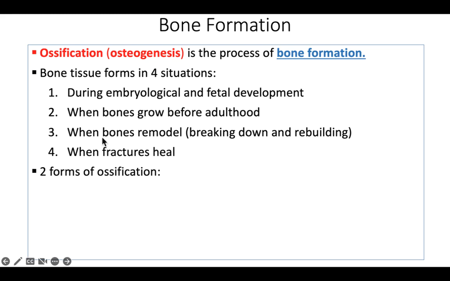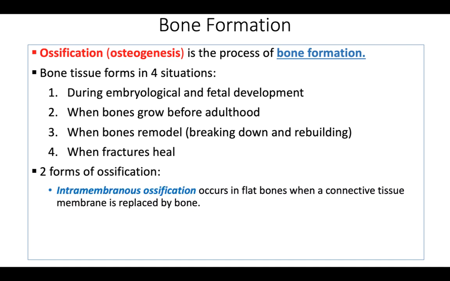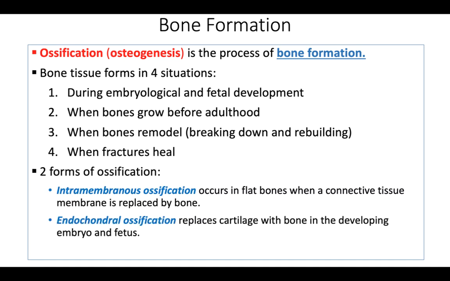So these are the two forms of ossification that make the bone. And the difference is due to what kind of bone it is. If it is a flat bone, they form by intramembranous ossification. That occurs in flat bones when you have a connective tissue membrane that is then replaced by bone tissue. So you start off with a membrane, and then as it forms, you basically replace it with bone tissue, and that becomes a flat bone.